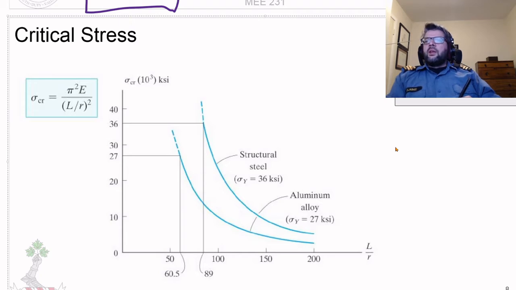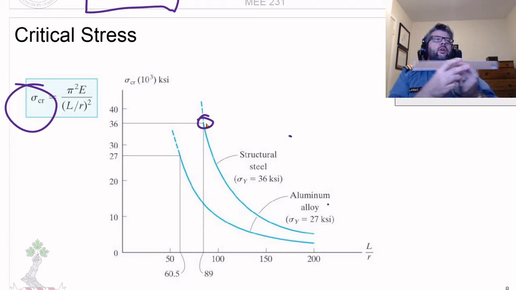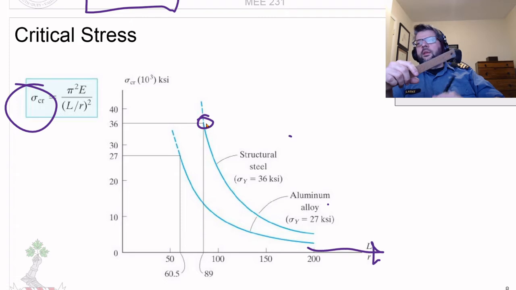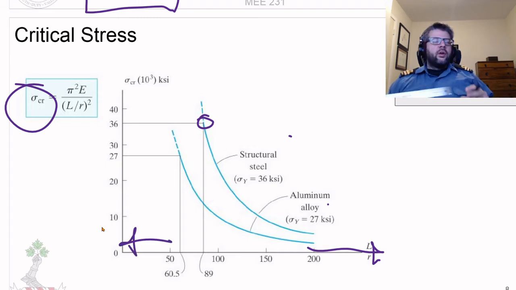If we plot that critical stress for two materials, structural steel and aluminum, this is what we get. If we increase the L over r, then we're making it longer, more slender, and it's more likely to buckle. If we decrease the L over r, we're making it stubbier and shorter, more like a post than a column, really.